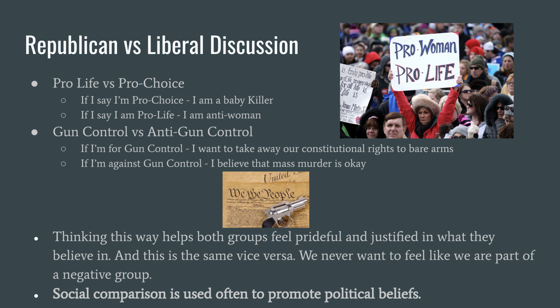Gun control versus anti-gun control. If I'm for gun control, I want to take away our constitutional rights to bear arms. If I'm against it, I believe mass murder is okay. So we use this theory to pretty much differentiate, and it helps us feel better about ourselves by being able to bring someone else down on their beliefs.